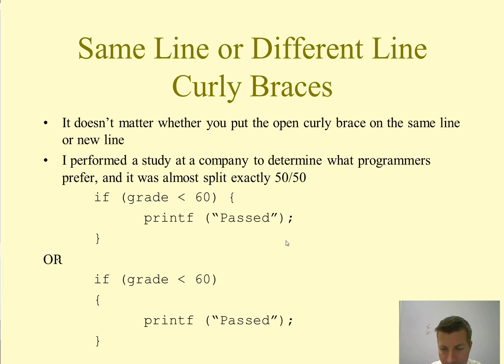I performed a study at one company that I worked at to see whether programmers preferred to put the curly braces on the same line or on different lines, and it was actually very close to a 50-50 split. Because we had an odd number of programmers on our team, it wasn't an exact 50-50 split, and the same line curly braces won out, but it was very small. It was like 54 to 46%, so it was such a small sample, it wasn't good enough for me to say that we should do it one way over the other. So this is a personal preference of how you prefer to do it.